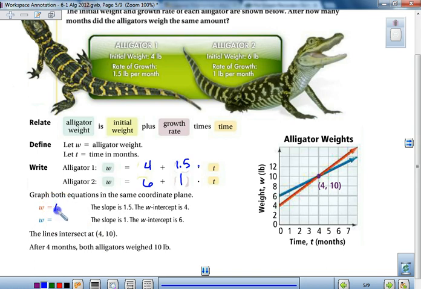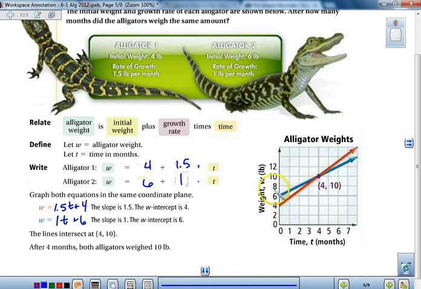So W equals 1.5t plus 4. Our y-intercept is 4. Our slope is 1.5. And our second one is we are starting at 1t plus 6, where our slope is 1 and our y-intercept is 6. Now, in this situation, in the next couple of days, we're going to see many different ways of solving systems. This first way is graphing.